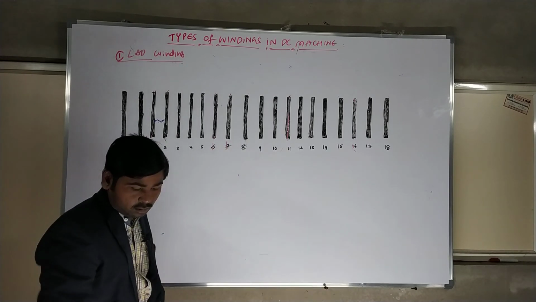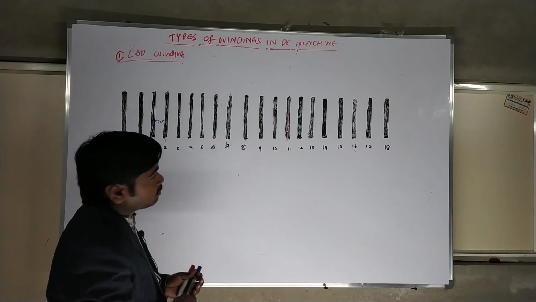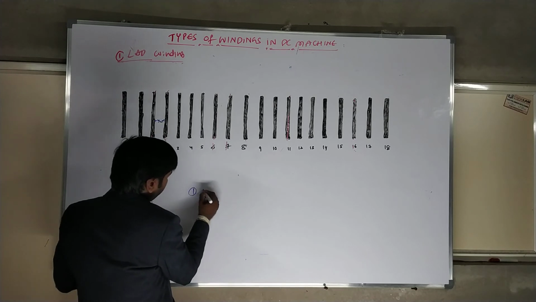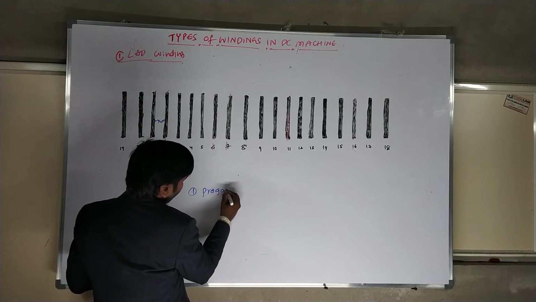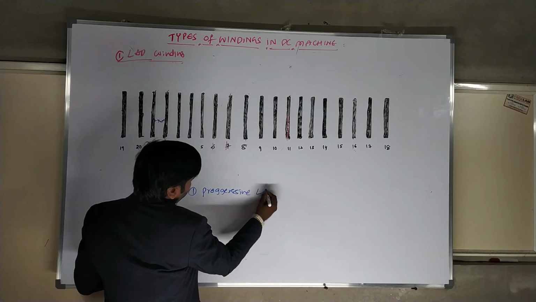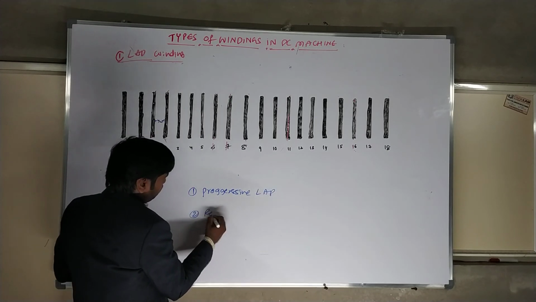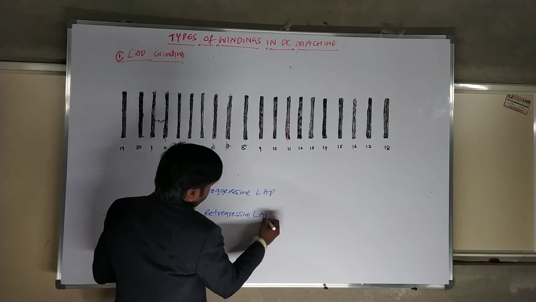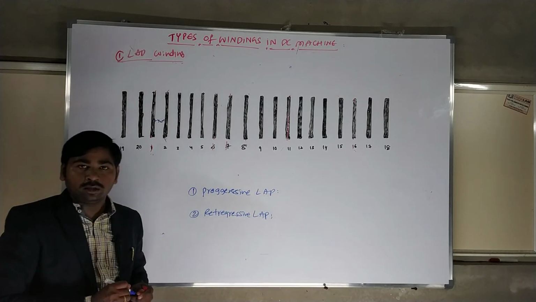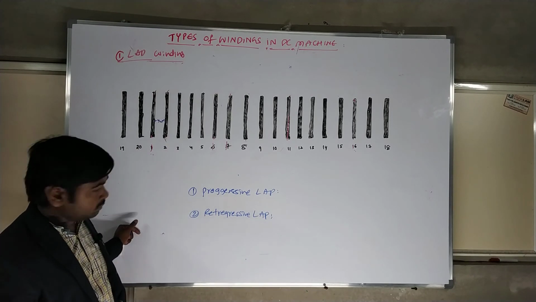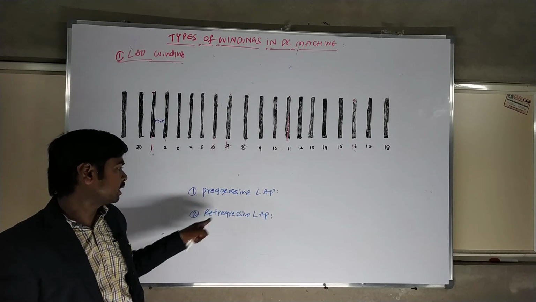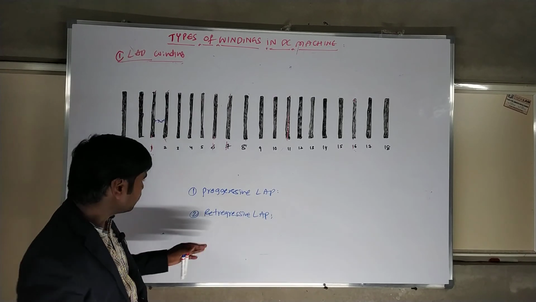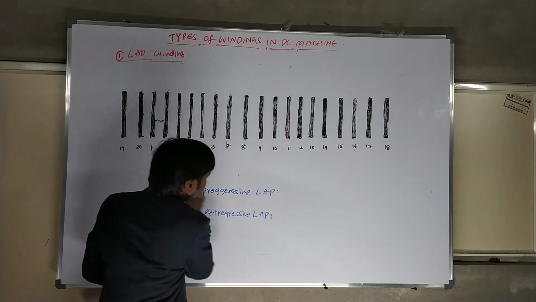Lap winding is over. In the lap winding, there are two types. One is progressive lap winding, and the other is retrogressive lap winding. For the wave winding also, there are progressive wave winding and retrogressive wave winding. Anyway, we are in the lap winding, so we can see progressive lap and retrogressive lap winding. So I should go for the first one, progressive lap winding.